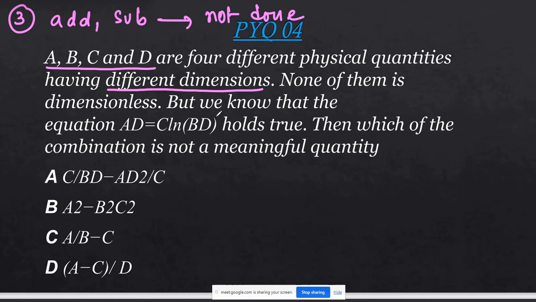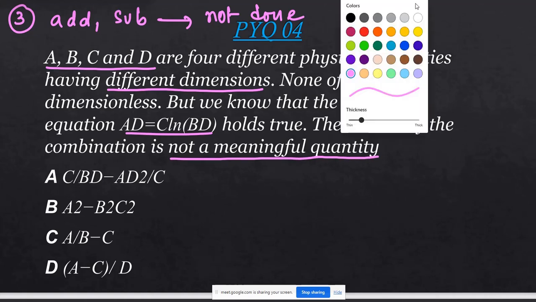Fine. But we know that the equation AD equals C logarithm of BD holds true. Some relation is given. Then which of the following combinations is not a meaningful quantity? Can you guess the answer, Sahiti? There are four quantities, A, B, C, D, with different dimensions, so according to the principle of homogeneity, you cannot do direct addition or direct subtraction. Now which of the options is wrong, which is not meaningful?